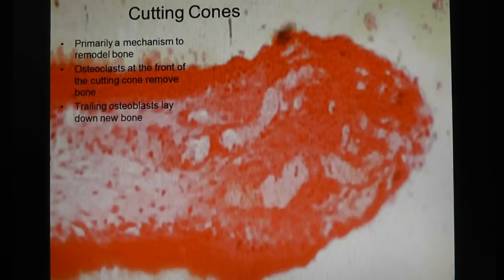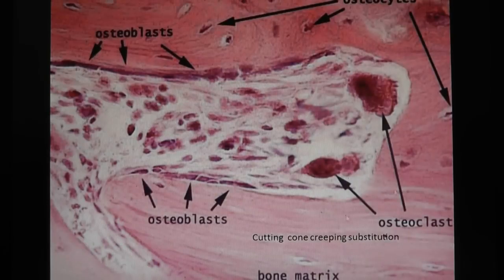So here's a cutting cone that Doug talked about. It's a way to remodel bone. It looks like a sort of cone, and the osteoclasts are in the front, and the osteoblasts are behind it, laying down bone. So the osteoclasts are drilling into the bone, and the osteoblasts are behind it, laying down bone. And here's a really great example of the cone.